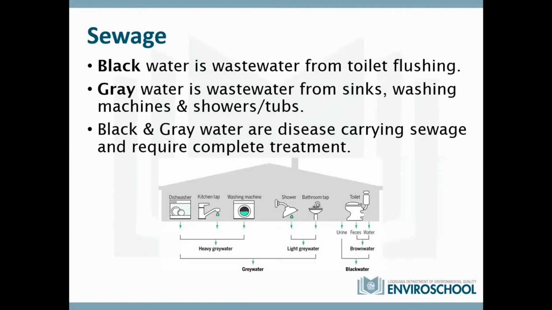Now, as I'm talking, I want you to look at this picture at the bottom, and it gives you a good idea of where the different types of sewage come from. Sewage is basically divided into black water and gray water. Those are the two different types of sewage. Black water is basically from the toilet, and gray water is basically from everything else. So your washing machines, your dishwashers, your showers, and any kind of drain.